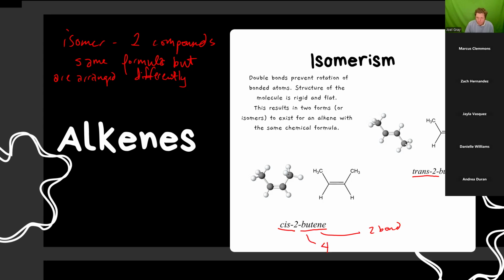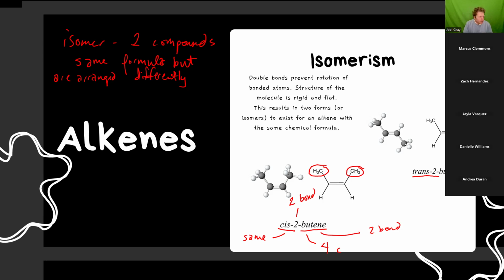But, we got four carbons. Two, well, that's the placement of our double bond. Then cis, okay, cis means same. Well, what this ultimately means when we dissect that name is that these two functional groups, these two methyl groups, are on the same side.